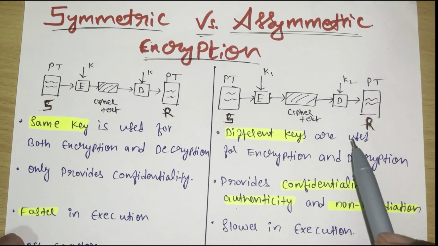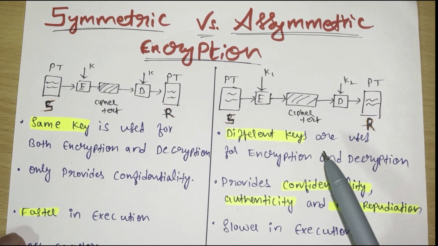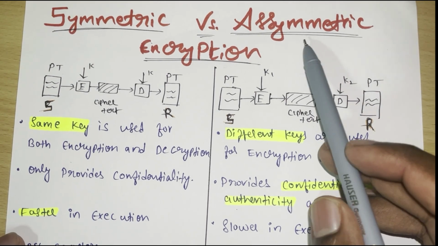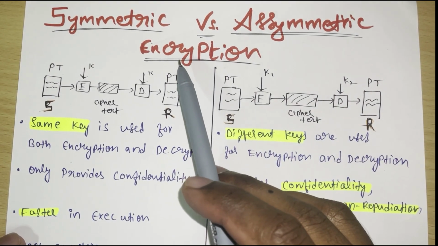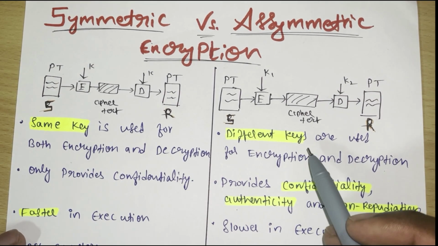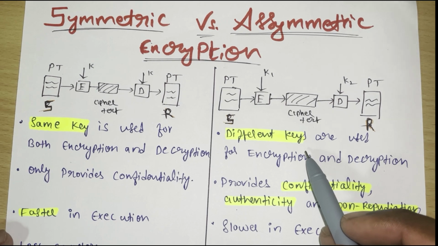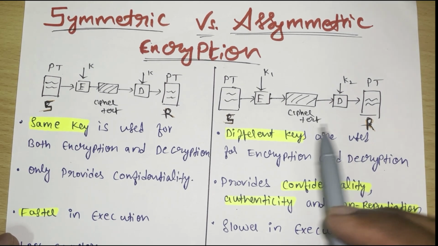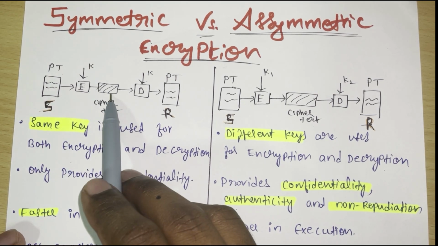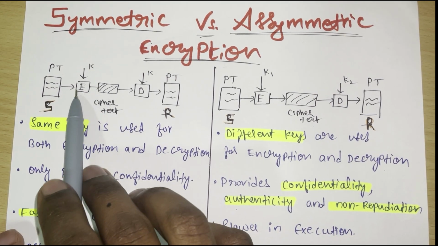Let us understand about types of encryption techniques, wherein we have symmetric key encryption as well as asymmetric key encryption. Symmetric key encryption uses the same key for encryption and decryption, whereas asymmetric key encryption uses a different key for encryption and decryption.